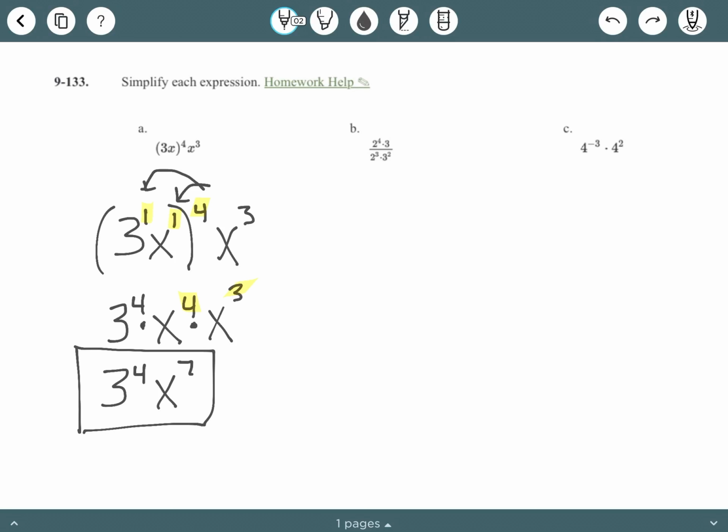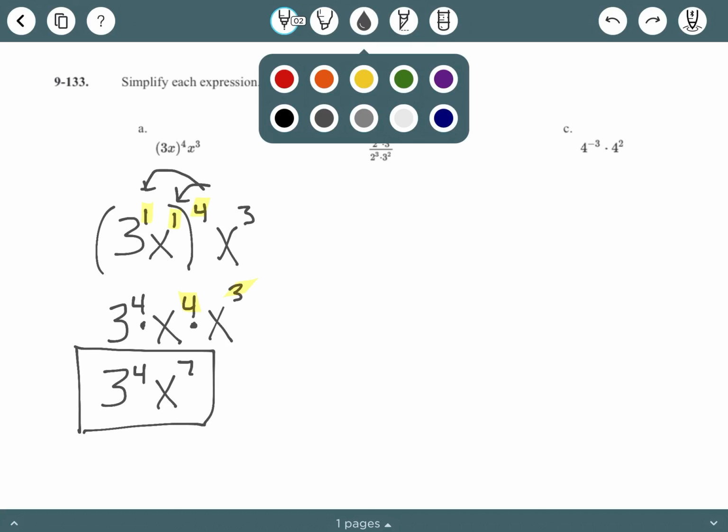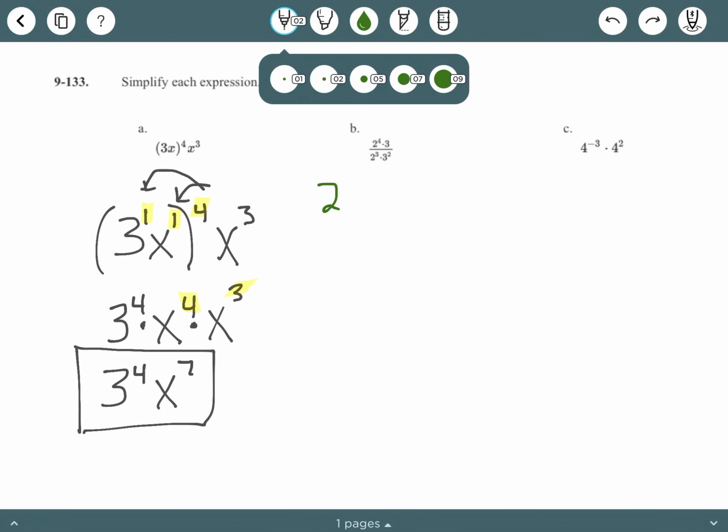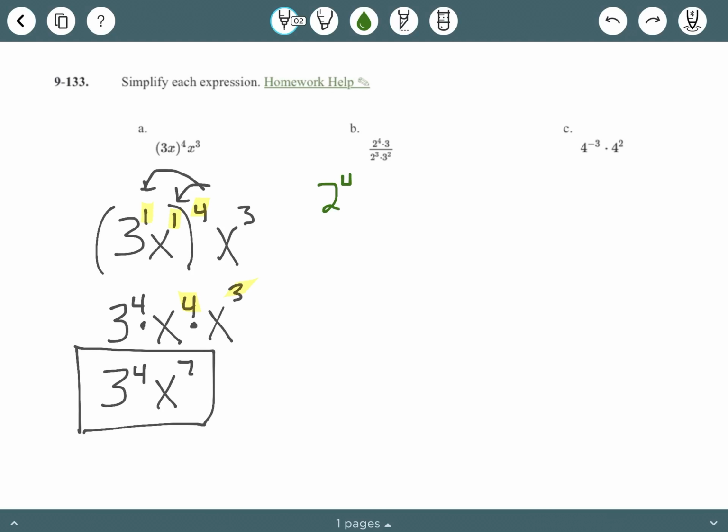For part B now, again, I'm going to copy this out. I'm going to use a different color so everything doesn't blur together with the last problem. So we have 2 to the 4th times 3, and that is all over 2 to the 3rd times 3 squared.